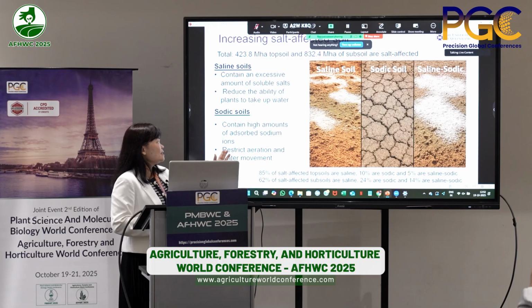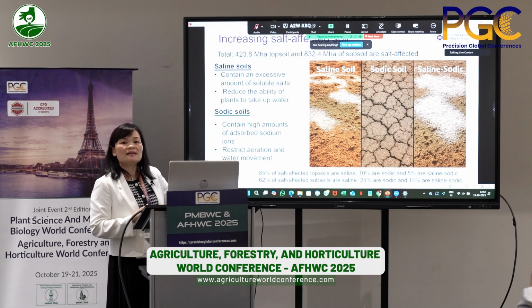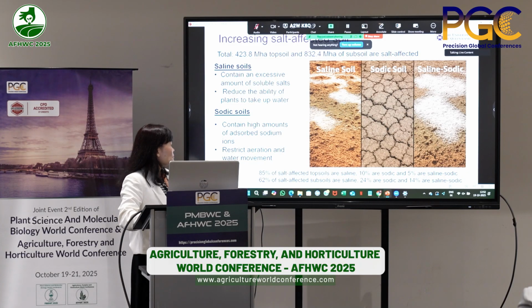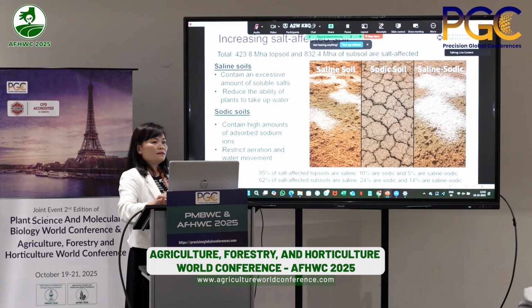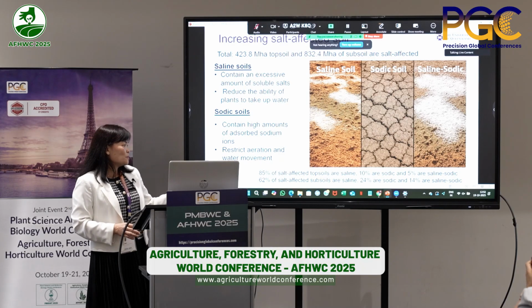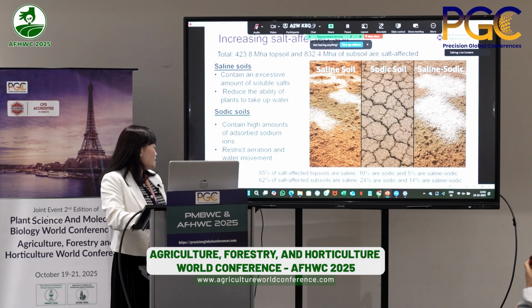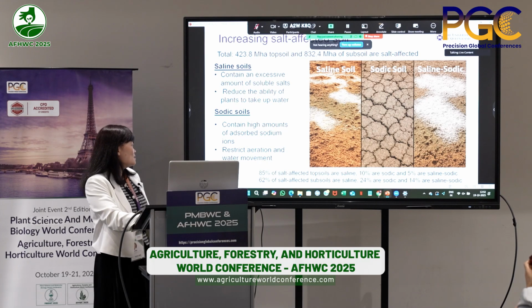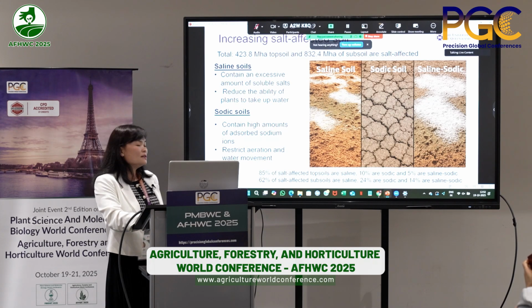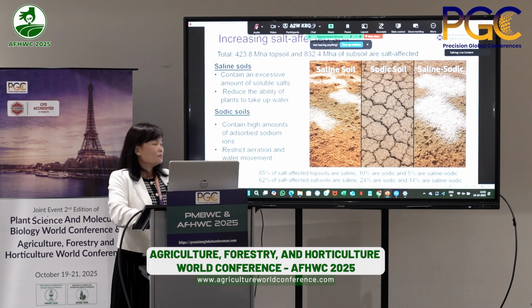And the third one is the combination of saline and sodic soil. So most of the problems with the topsoil and also the subsoil are saline. More than 85% of salt-affected topsoil is saline, and that's 62% in the subsoil.